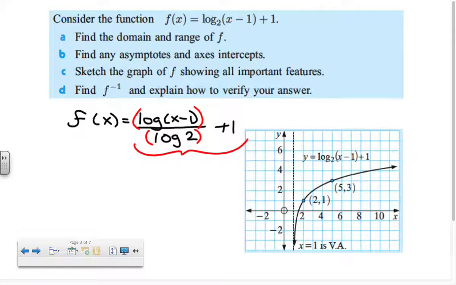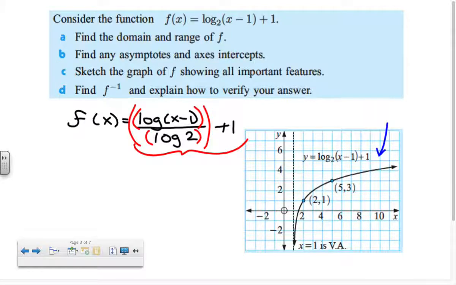Maybe put parentheses around the whole thing so you don't actually divide by the plus 1, right? When you put that in your graphing calculator, this right here is the graph that you will get. Now when I ask for things like domain and range, asymptotes and those kinds of things, I want you to interpret from a graph. That's going to be the easiest way to do this.